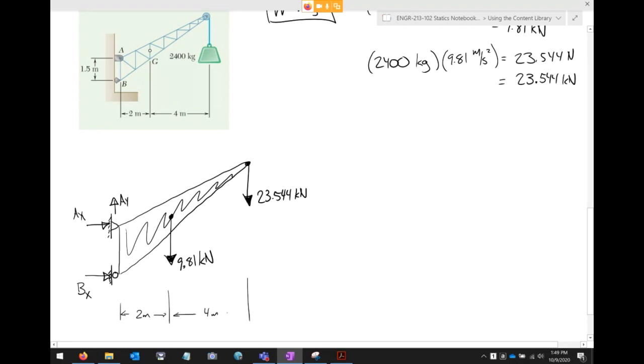And I know that this is 2 meters, this is 4 meters, and this is 1.5 meters. This is what I'm going to do because we're running out of time. Give me a second, let me see if I can chug some stuff out. I can tell you that AY is .544 kilonewtons upwards. I'm going to chug this out real quick. Let me see if I'm getting the same thing that the book's getting, because I want to check this.